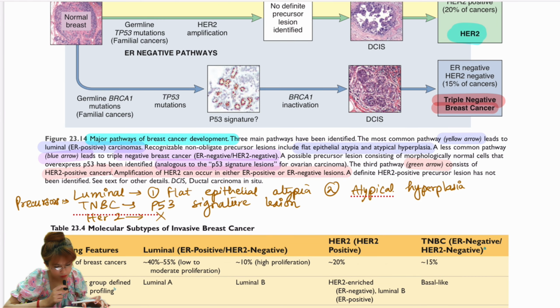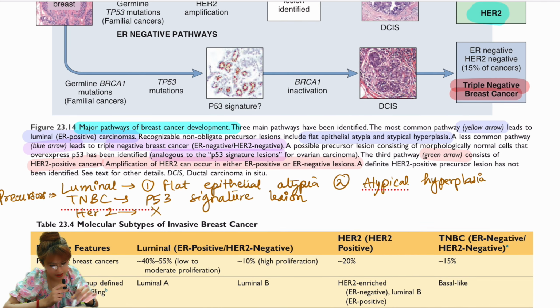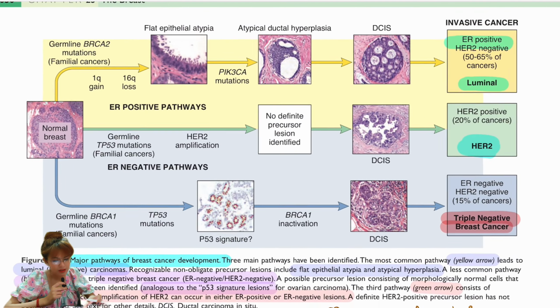Now, a very important point is that it is mentioned here that a possible precursor lesion consisting of morphologically normal cells that overexpress p53 has been identified, and this is analogous to the p53 signature lesions of ovarian carcinoma. So this is overlapping with ovarian carcinoma as well. So these are basically the three pathways.